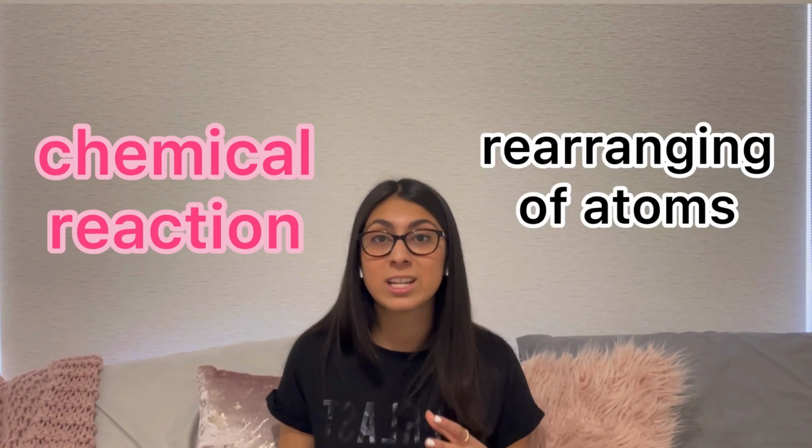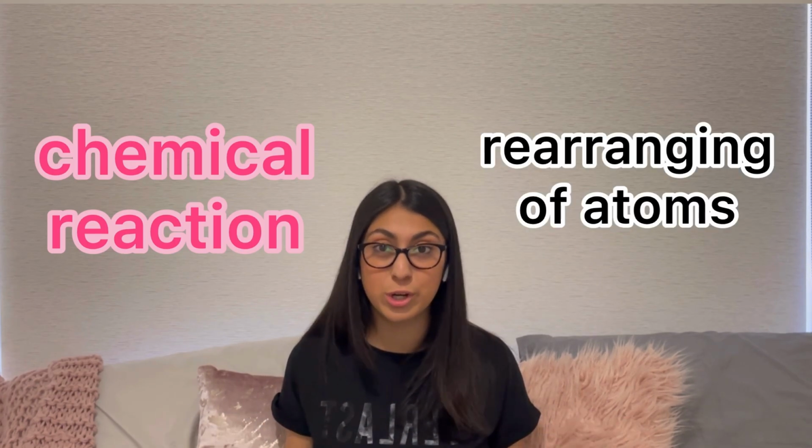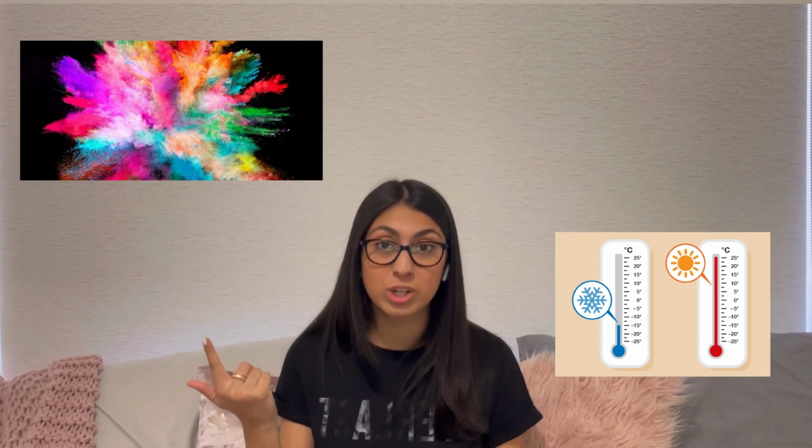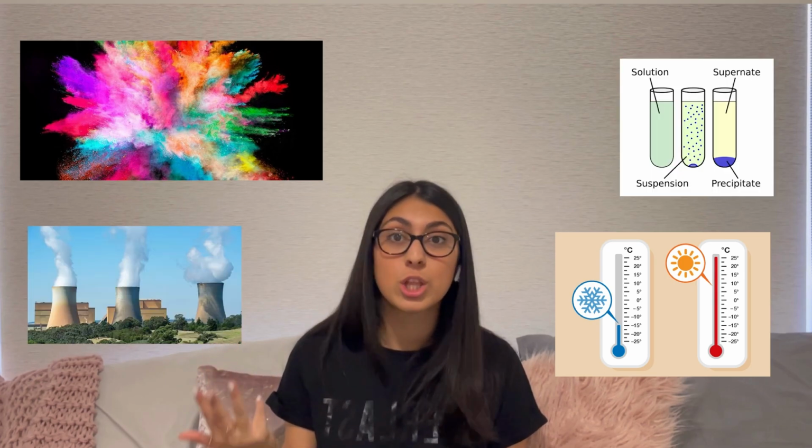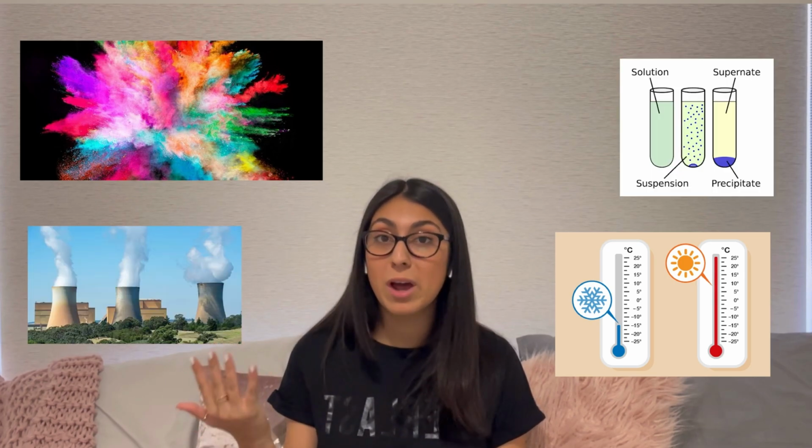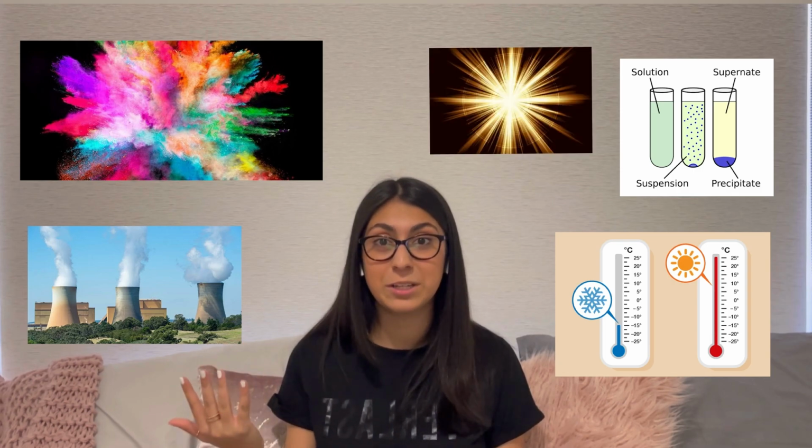So to recap, a chemical reaction involves the atoms rearranging to form something new. And some physical indicators of chemical reactions include a change in color, a change in temperature, the production of a gas, the production of a solid or precipitate, and finally when sound or light is created.